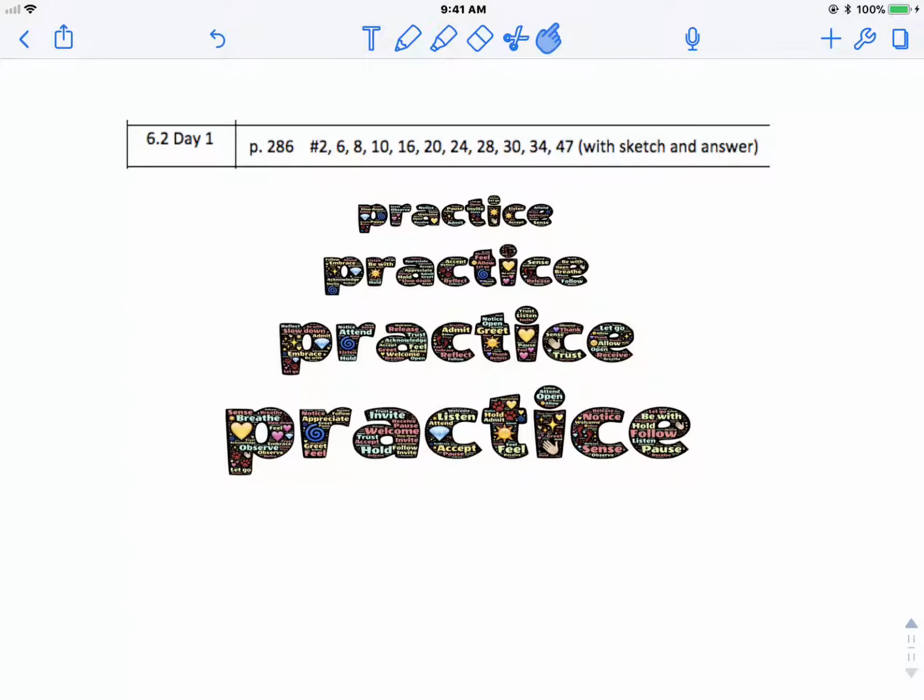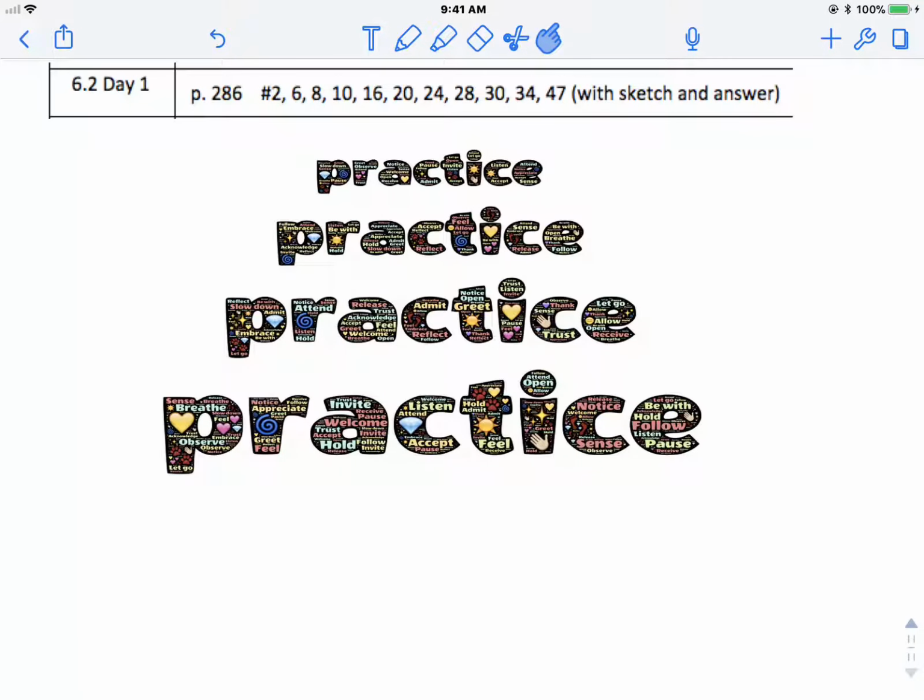So your tasks in 6.2 day 1. Okay, the problem numbers are here. For 47, we just want a rough sketch. You use your calculator, so please pay attention to ones that are not grayed out, meaning you could use your calculator to see the graph and to help you out.